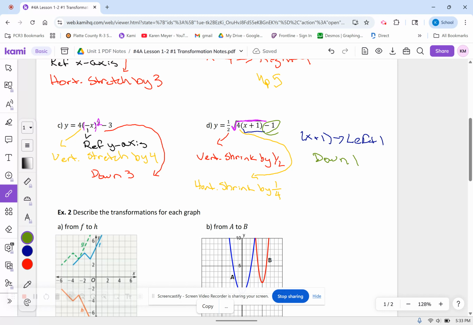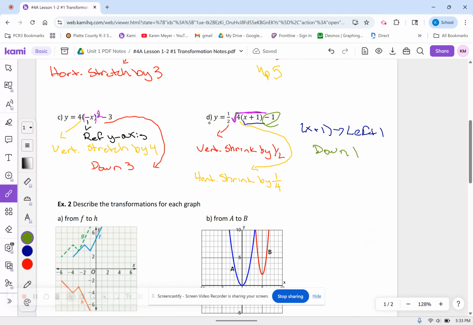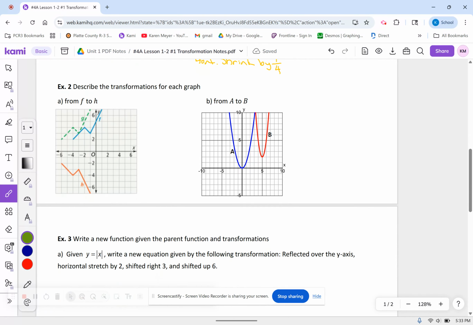Okay, now we're still going to describe the transformations, but in example number 2, instead of me giving you an equation or a function, I'm going to give you pictures. So if I look at the first one, it says we want to go from F to H. And to help us go from F to H, you're going to notice that they were kind enough to put in the graphed dashed G. So technically we're going to go F to G, and then we're going to go G to H.